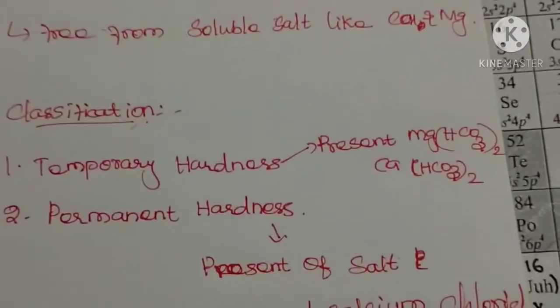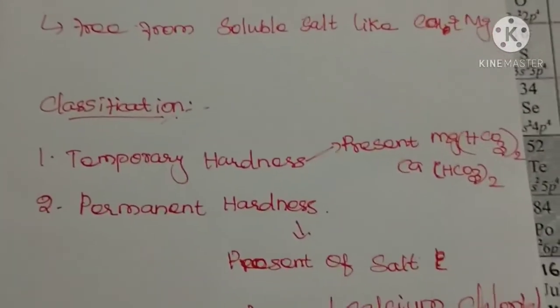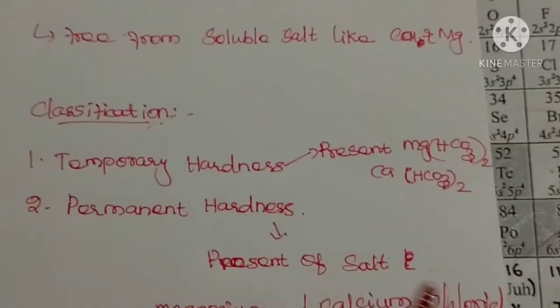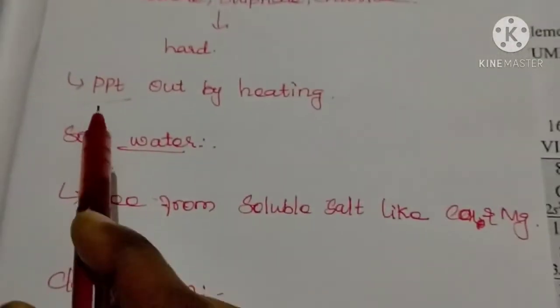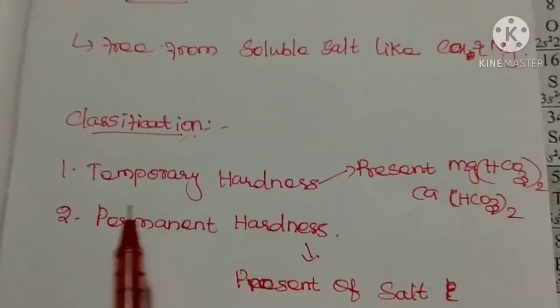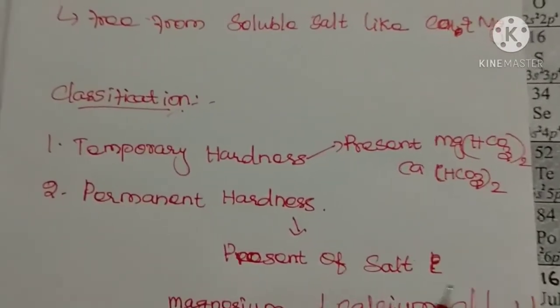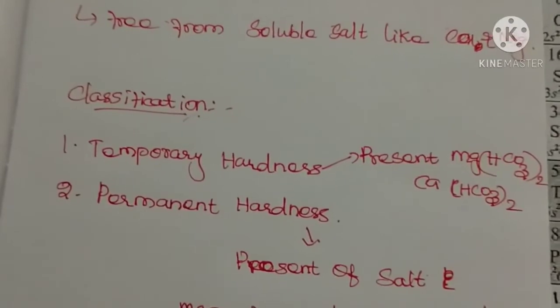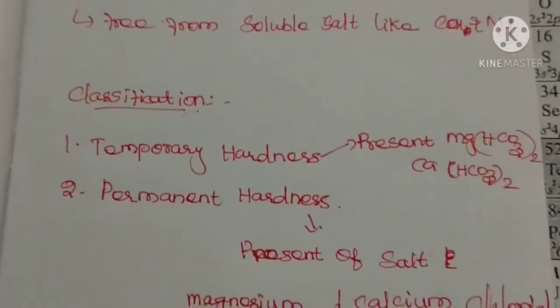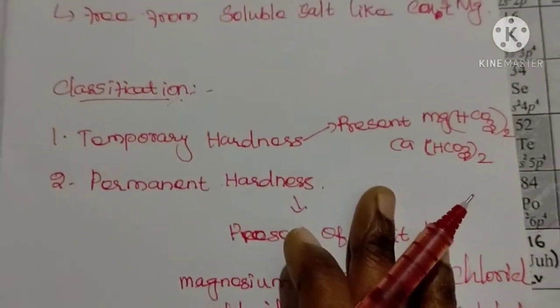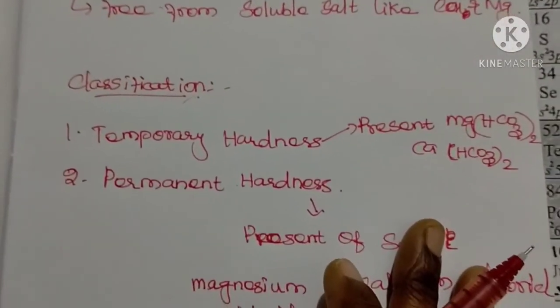Temporary hardness of water we can easily remove by boiling the hard water and getting the precipitate out by filtration. We already know that it precipitates out by heating. So if you boil the temporary hard water, you get the precipitate, and the precipitate is filtered out from the water. You will get soft water, or water without hardness. So hardness is removed by heating in temporary hard water.